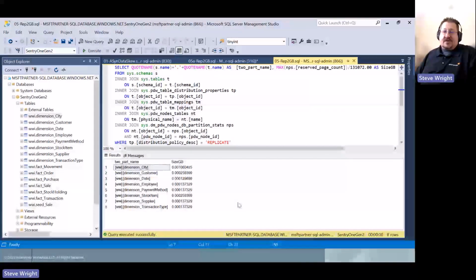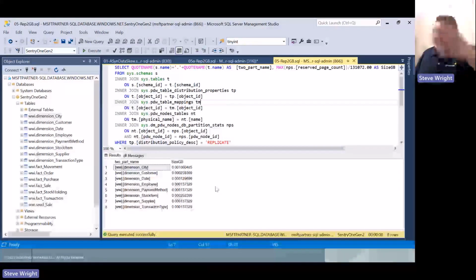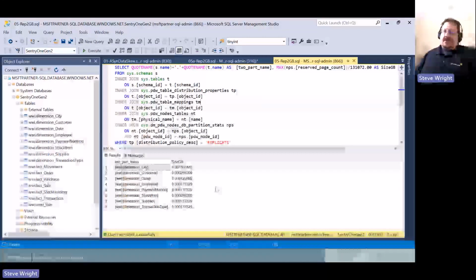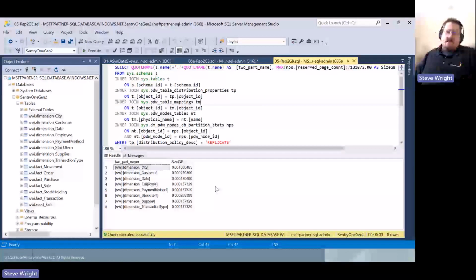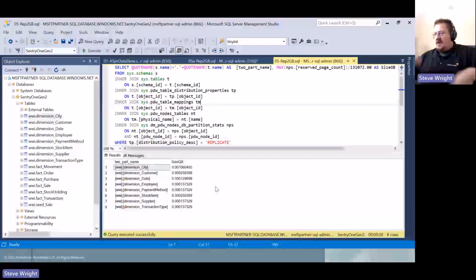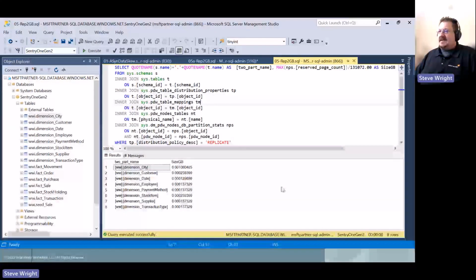It filters on just the replicated tables, but I don't even need to know which tables are replicated. The query does that for me too, and shows me the size. So again, it's about being efficient with my queries. I want to know this information as quickly as possible. I want to avoid any of the extra manual effort to get to those details.